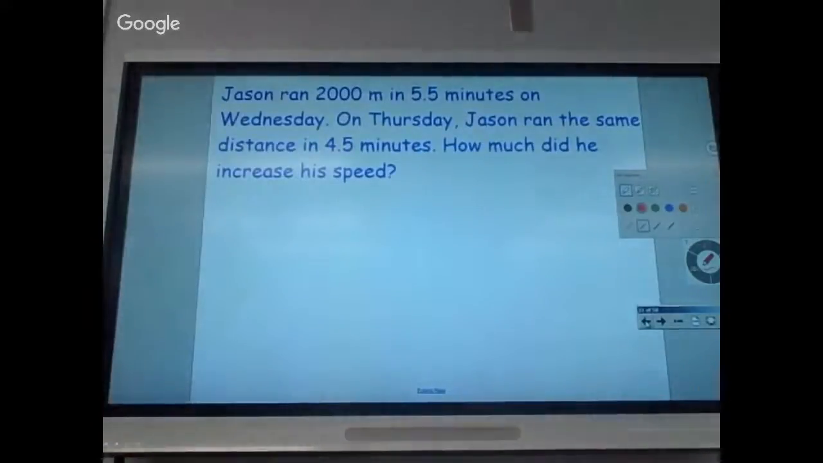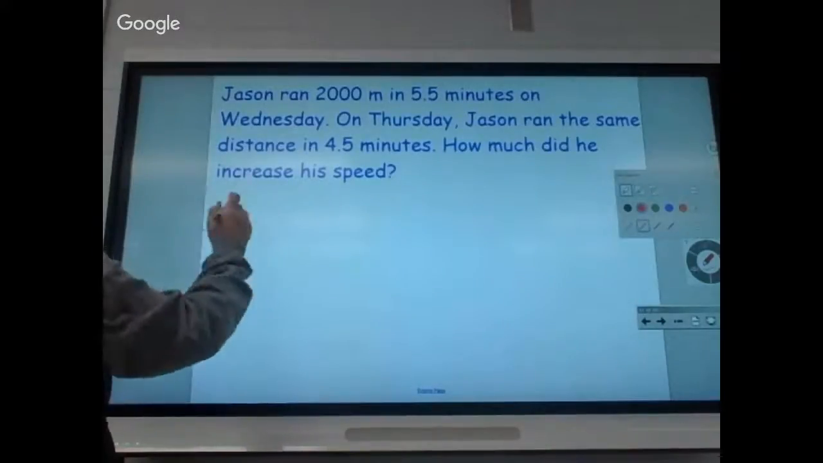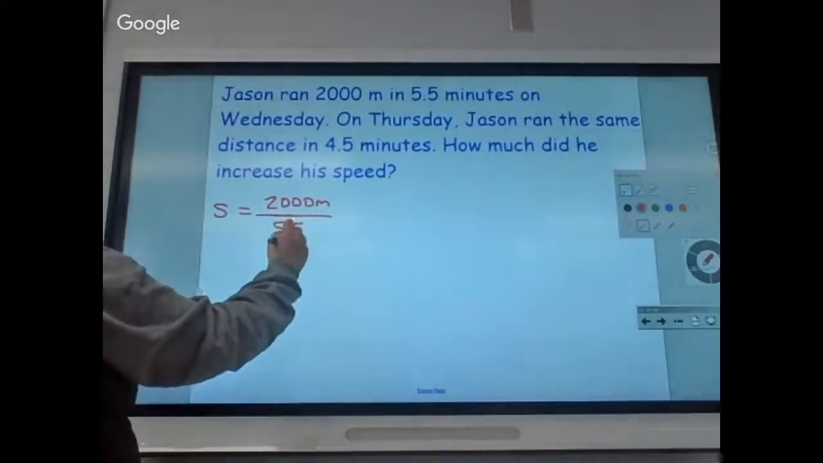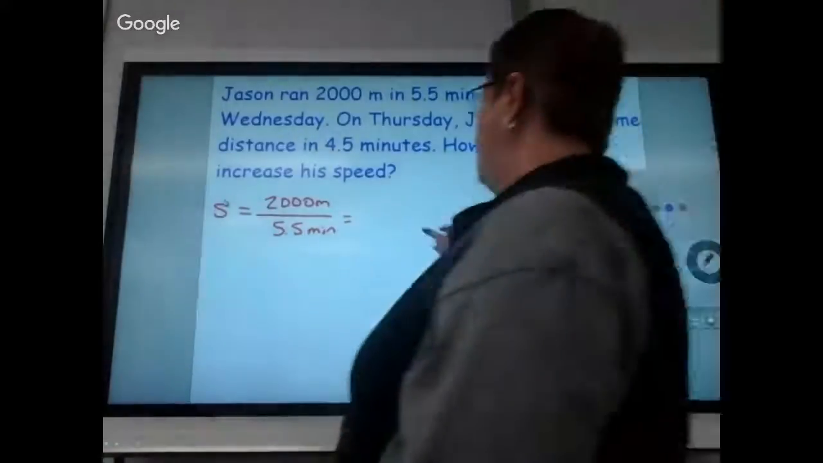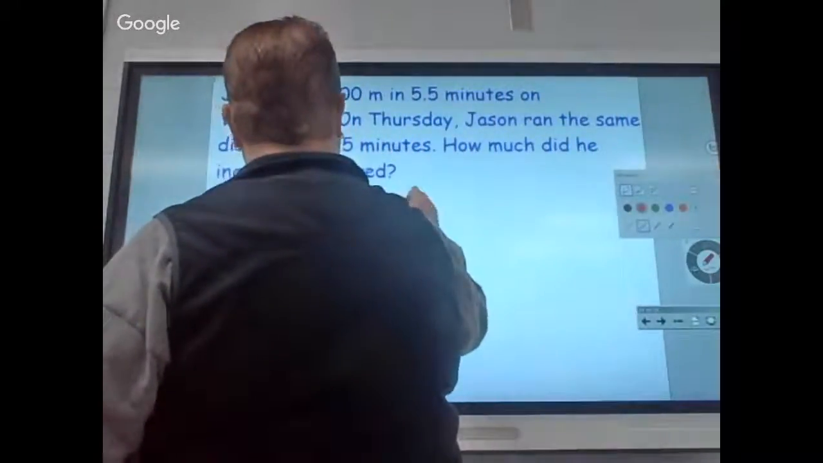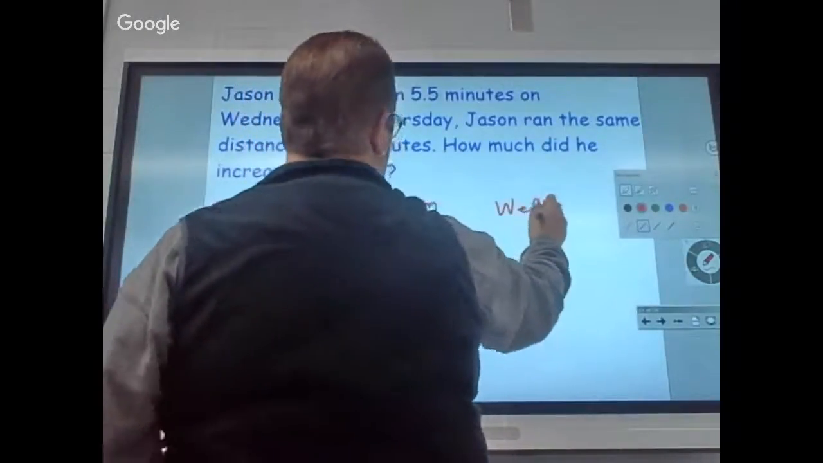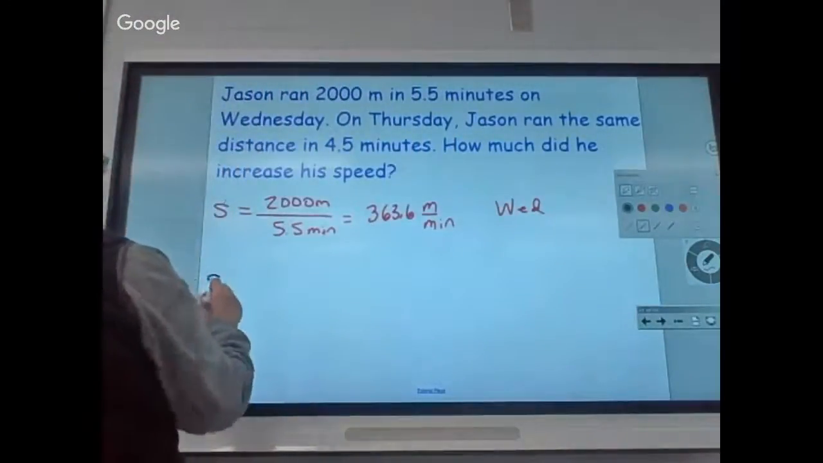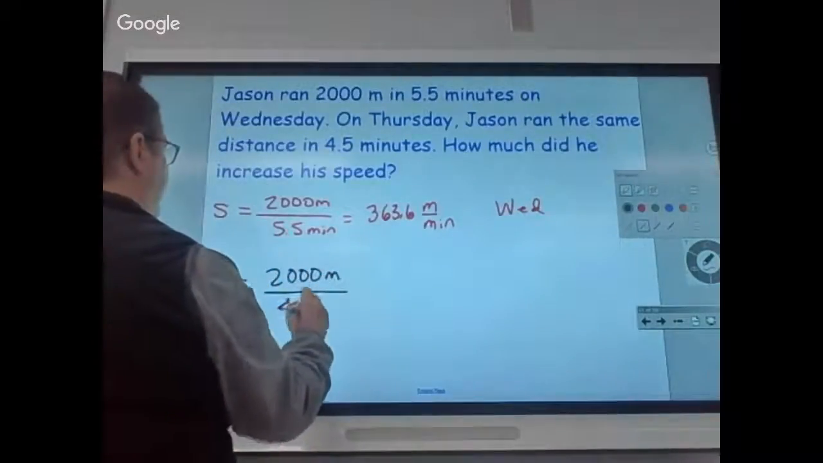Most people look at it and they say, Jason ran 2,000 meters in 5.5 minutes. And he did this at a speed of, what did I get? 363.6 meters per minute, rounding off. And that was on Wednesday. But apparently on Thursday he felt a little more motivated, so he ran that same 2,000 meters in 4.5 minutes.